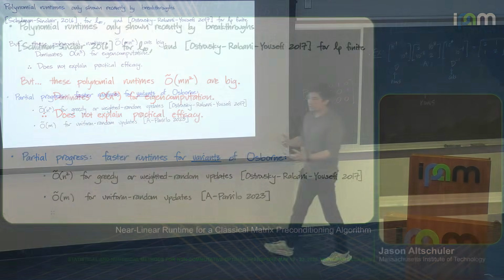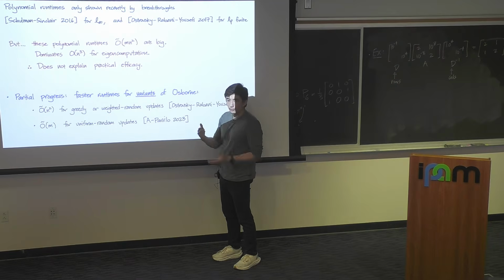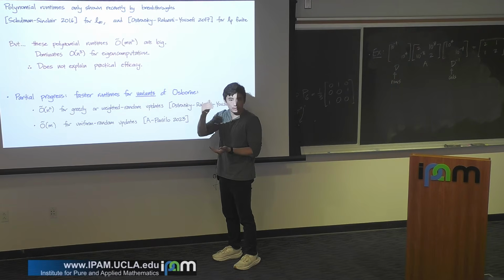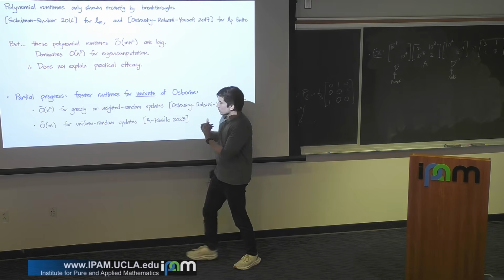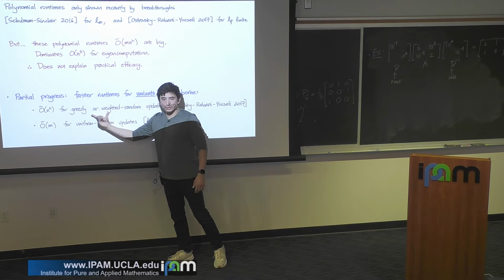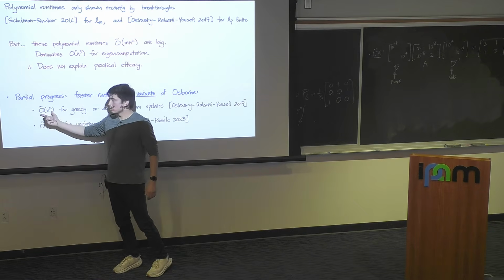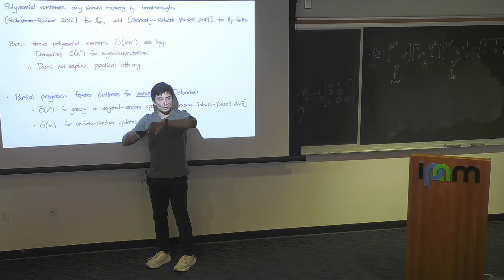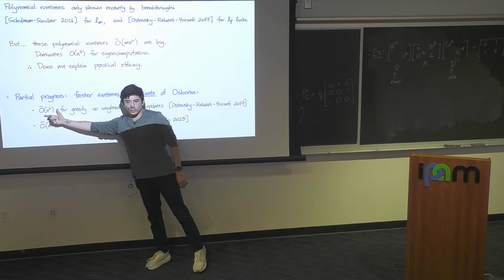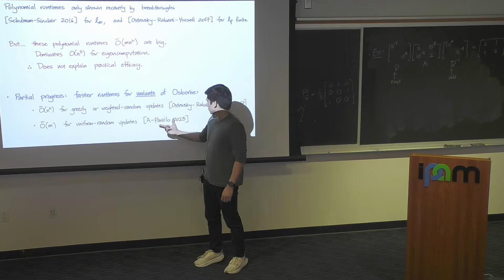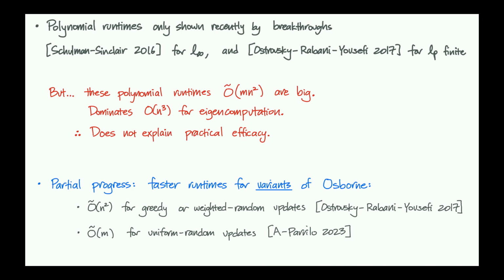The original version of Osborne was difficult to analyze because of the cyclic order of coordinates: you update the first row and column, then the second, then the third. It turns out different variants are easier to analyze. The same paper of Ostrovsky, Rabani, and Yousefi showed an n squared runtime if I choose the best coordinate to update, or if I choose a certain weighted random version. There's some extra overhead here, but this is a bona fide n squared runtime. With Pablo, we showed how to exploit sparsity to go from n squared to O of m, the number of non-zeros, and also use a simpler algorithm, just choosing uniformly at random every time.